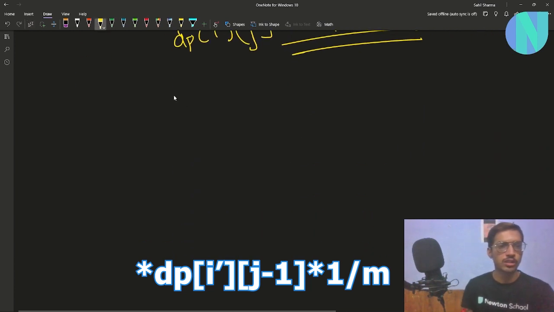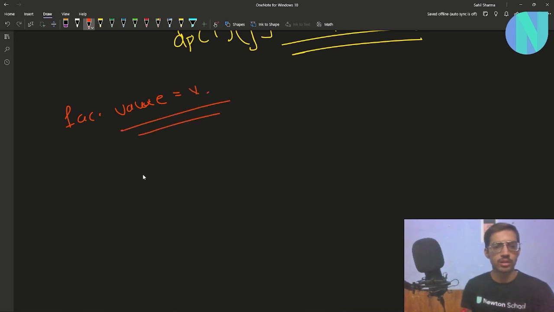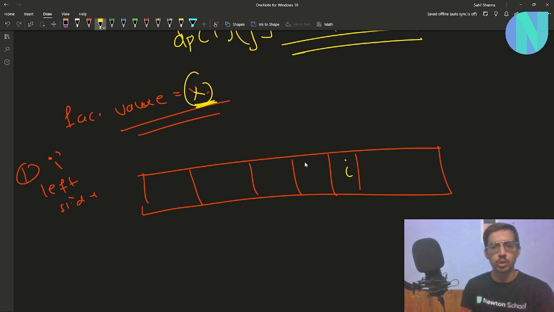And how do I compute I dash? Let's say your face value is equal to x, right? Then there will be two cases. Either your I dash lies on the left side. So if your I dash lies on the left side, so if your I is here and if your face value is x, that means after rolling die equal to x, you reached I. So your I dash will be just how much? Your I dash will be equal to I minus x, right?